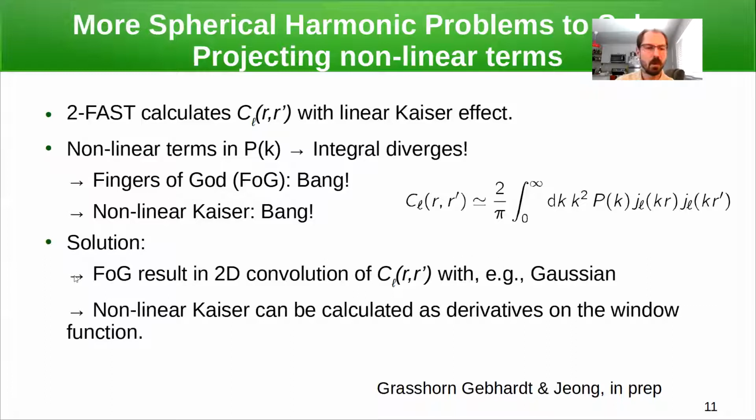For the fingers of God, it's actually a fairly simple and well-known result that it's a convolution of the CL of R and R prime with a Gaussian, for example, if you model the fingers of God as a Gaussian in Fourier space. And our method also works for other nonlinear terms. In fact, any nonlinear terms can be calculated this way. Basically, just blame it on the window function: put all these terms on the window function, and then we can do that.